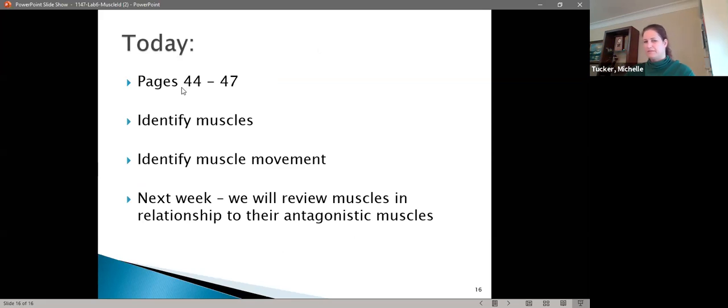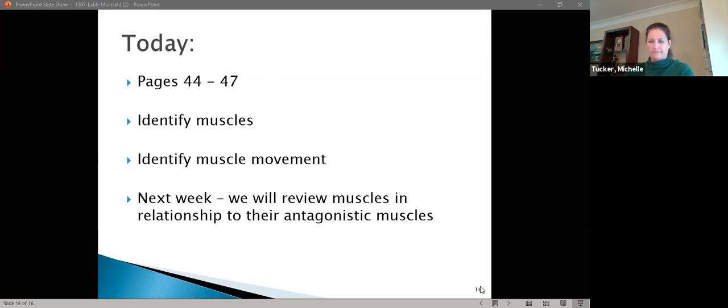So the pages probably don't match up to anything. I believe they're from the last lab manual, so ignore these page numbers. On the new lab manual, it's 33, 34, 35, 36, and 37. There are no actual activities to write in this week, but you should be able to go over that list of muscles and identify them on what I'm going to show you next.